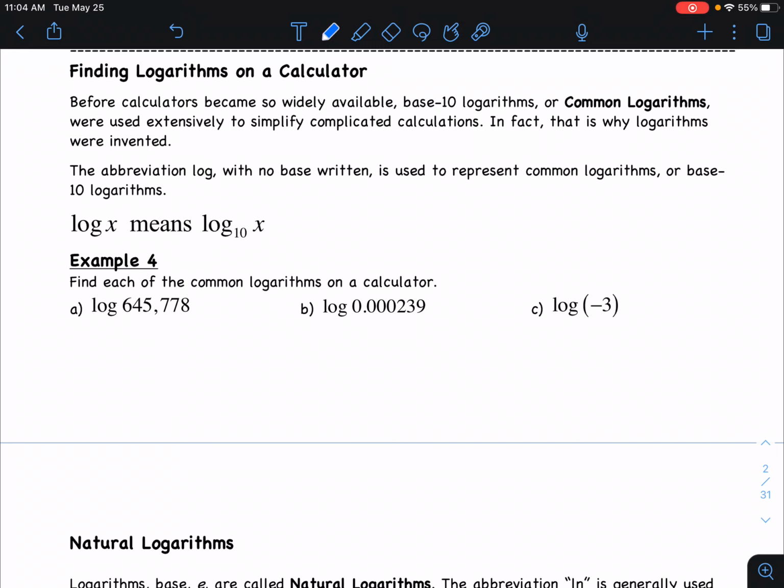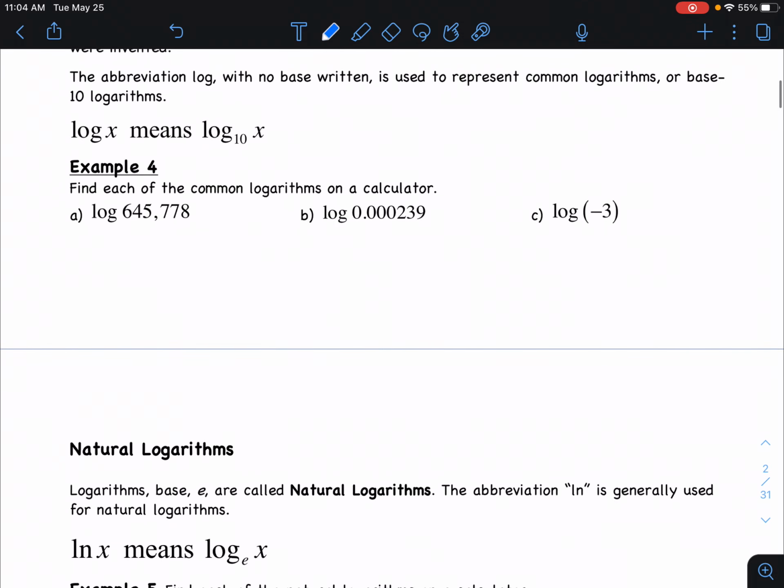Unfortunately, I don't have calculators in the class. I'm teaching this remotely, but let's talk about finding logarithms on a calculator. Before calculators became so widely available, base 10 logarithms were called common logs. Anything with a base 10 is called a common logarithm. These common logs were used extensively to simplify complicated calculations. In fact, that is why logarithms were invented, to think of a lot of things with that base 10. 10 to the power of what? So the abbreviation log with no base written is used to represent common logs or base 10 logs.